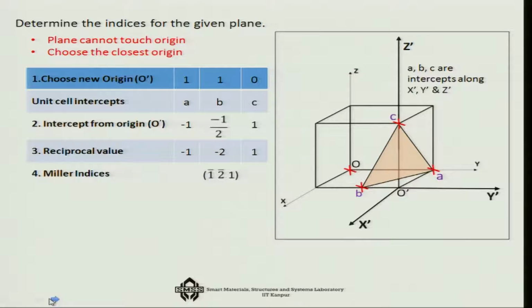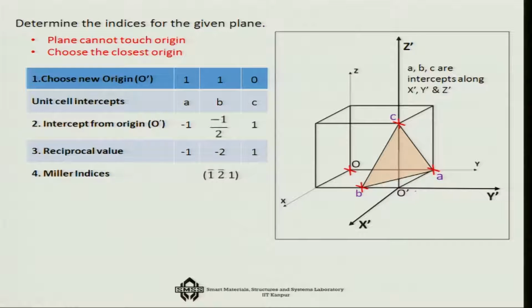Okay. Suppose we now have a plane which has been shown in this particular case. Now, we have to first choose the origin. Again, the plane cannot touch the origin. So, that means we cannot take any of the vertices as the origin. Okay. We have to choose between O and O prime. Now, O prime is the closest in this case. So, we go for O prime here.